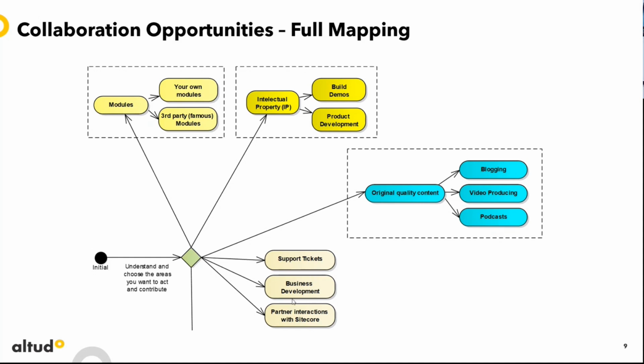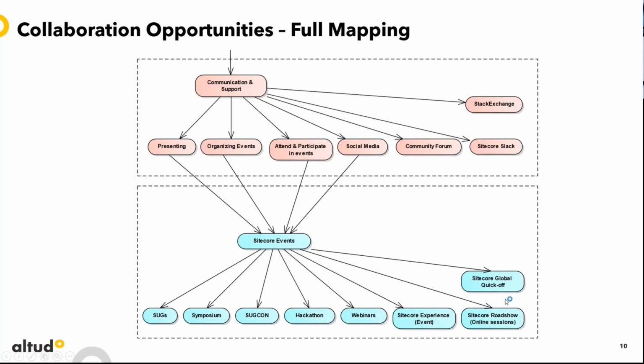In yellow, you see a few bullets here. Support tickets. You might think this is incredible, but yes, support tickets can become important for your MVP. We will get there later. I will not go into details for that, but business development as well, partner interactions with Sitecore, like I mentioned, things that we do as a partner with Sitecore and with the client.